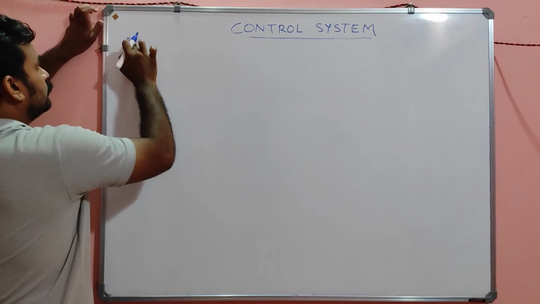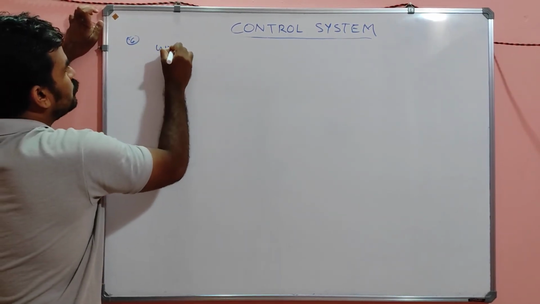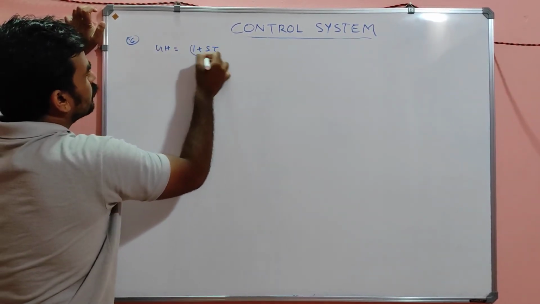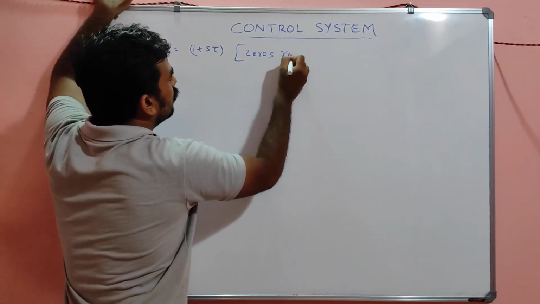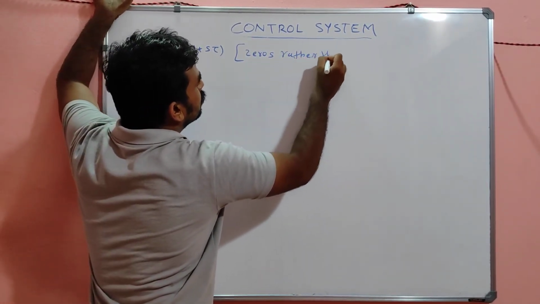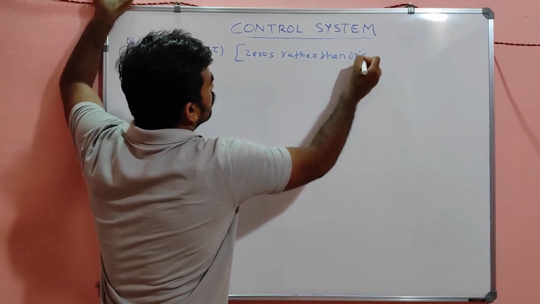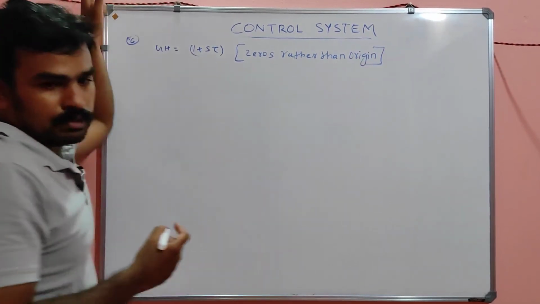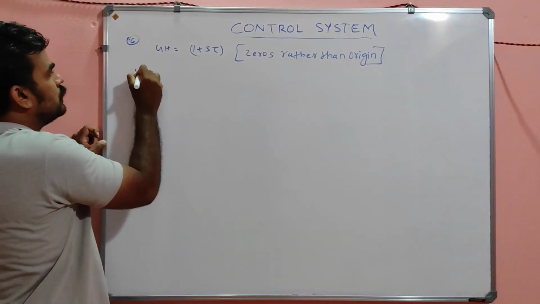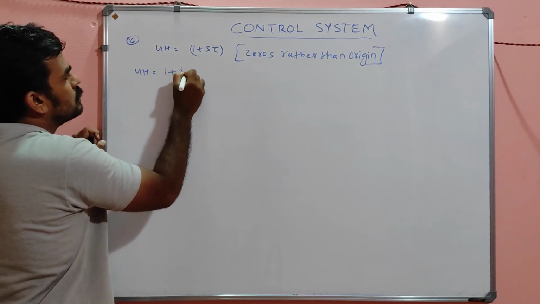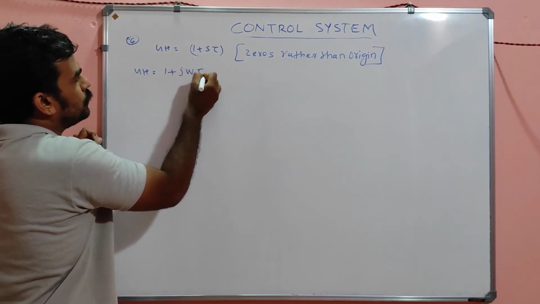Next, suppose you have GH equal to 1 plus S2, my dear, which is nothing but zeros rather than origin. Zeros rather than origin. What happened then? Again, GH is equal to 1 plus j omega into 2.